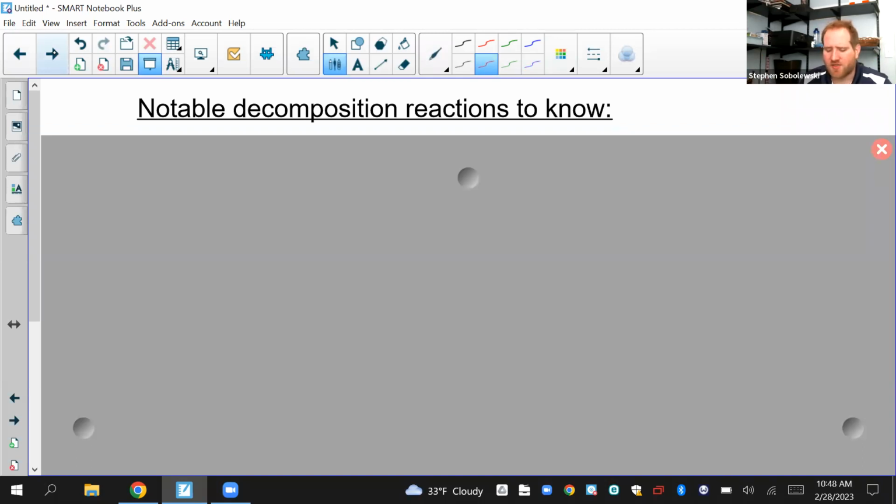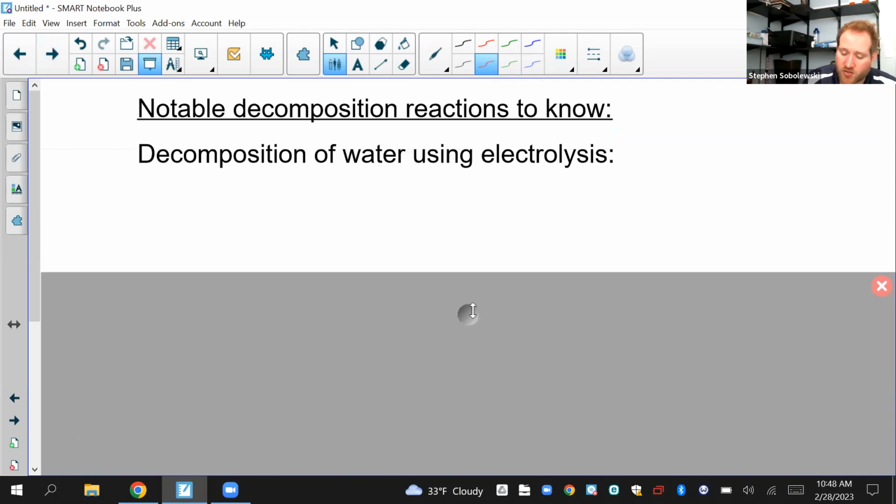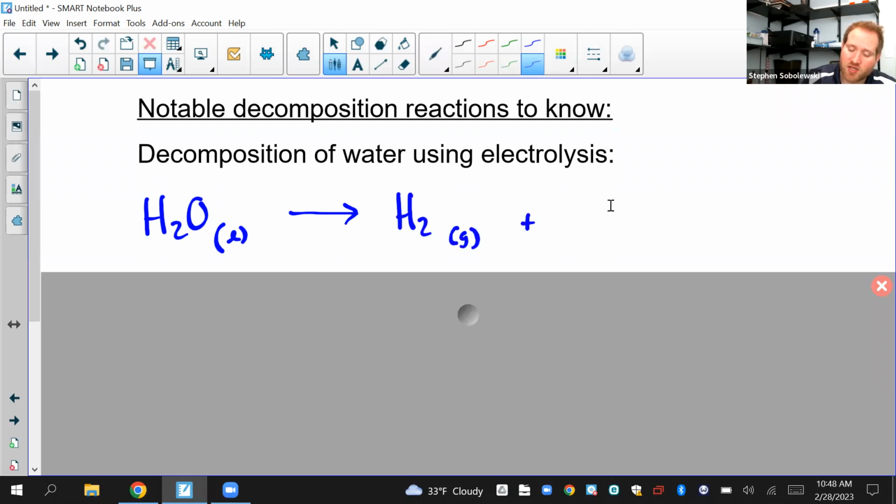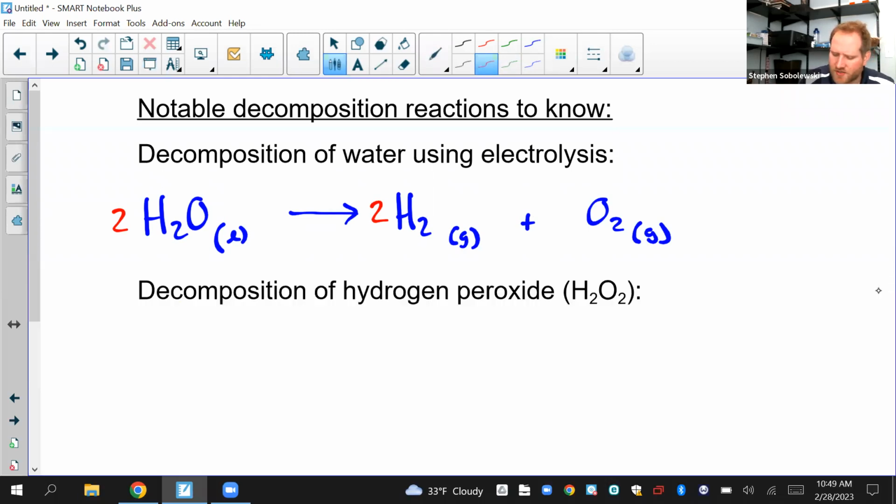There are some notable decomposition reactions that we want Chem 1-2s to know. One of them is the decomposition of water using electrolysis. This should be nothing new to you. You take liquid water, and using electrolysis, sometimes the method you use is written on top. So you might see elec written on top. That's going to form its 2 elements, hydrogen and oxygen. Both of these are diatomics. So we're going to say H2 gas plus O2 gas. And we put a 2 here, 2 there, and we'll leave that one. The other one you should know is similar.